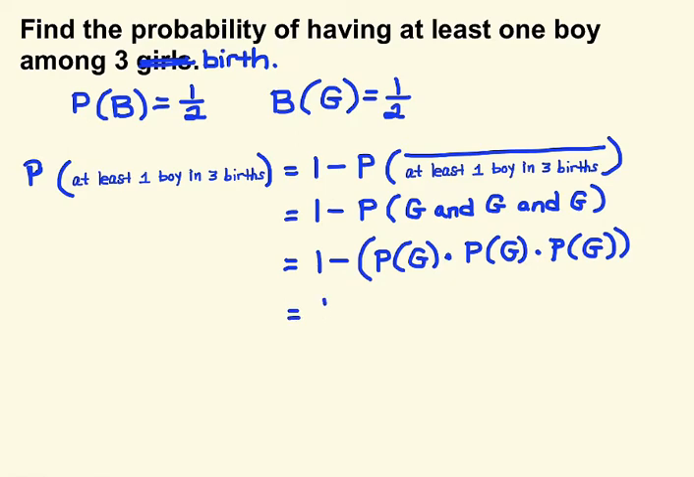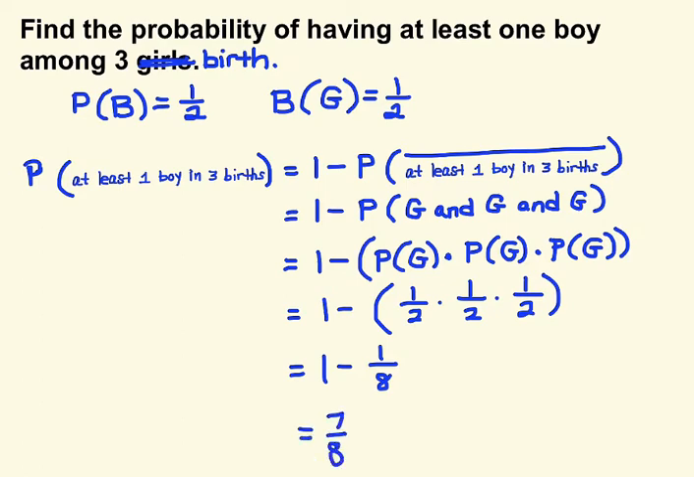So that becomes 1 minus the probability of having a girl is 1/2, and again of having another girl is also 1/2, and then again the probability of having a girl is 1/2. Here's our multiplication rule. These are independent events, so each one is multiplied by the one before. And this becomes 1 minus 1 over 2 times 2 is 4 times 2 is 8. And 1 minus 1/8 is 7/8. So the probability of having at least one boy is 7 divided by 8.